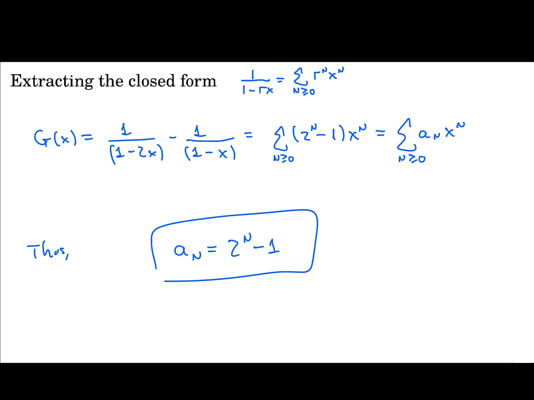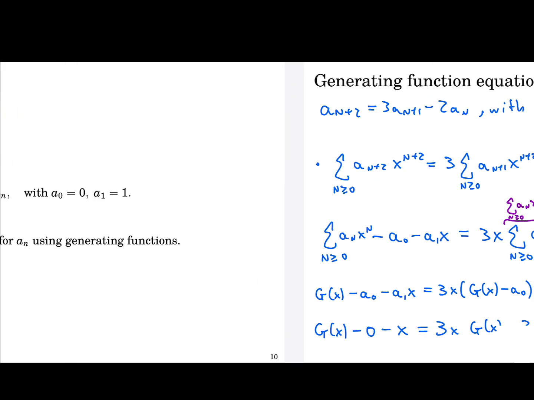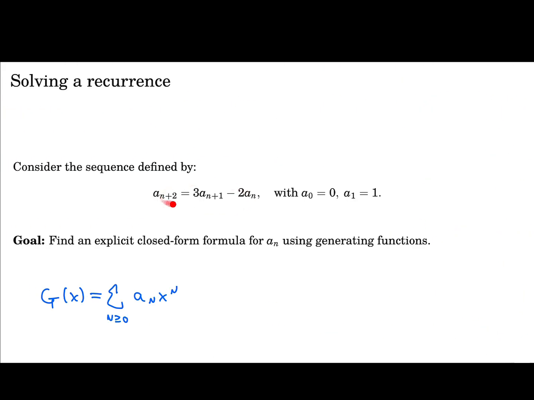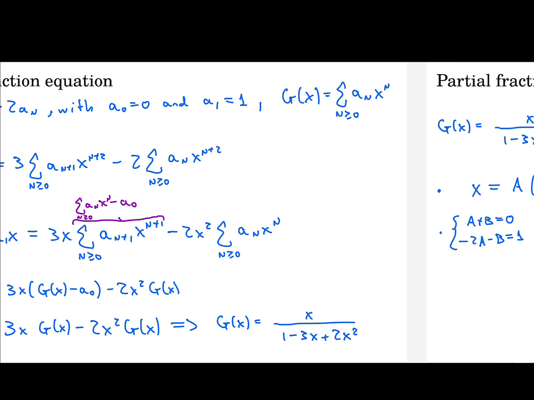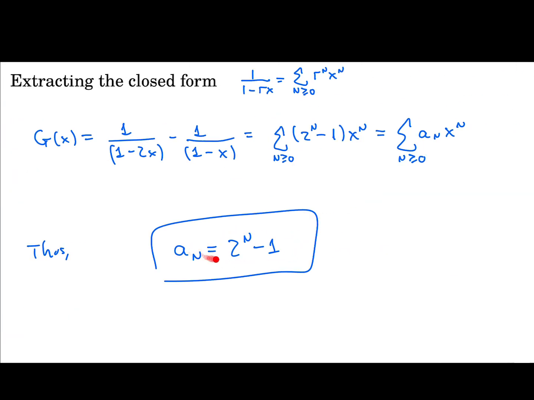So just to recap, we wanted to find a closed form for this, which now we have. It's just given by 2 to the n minus 1.